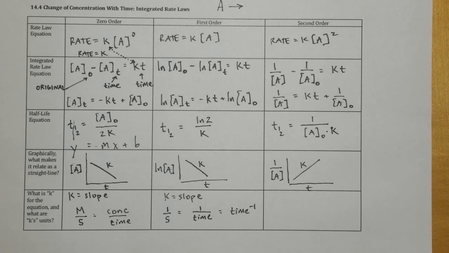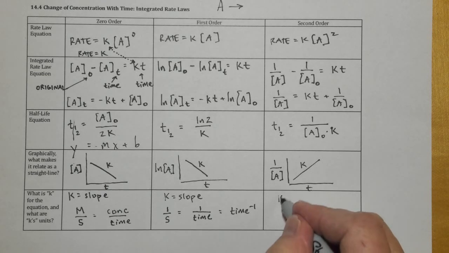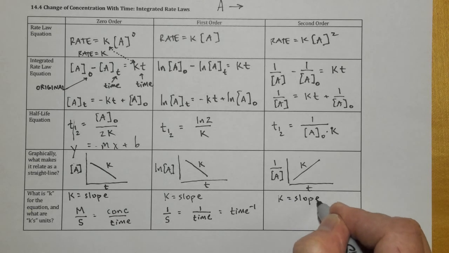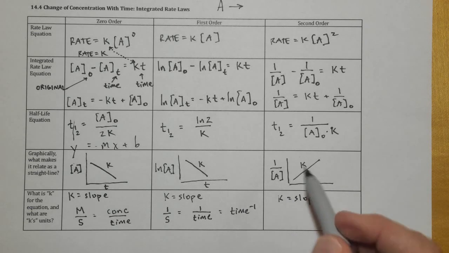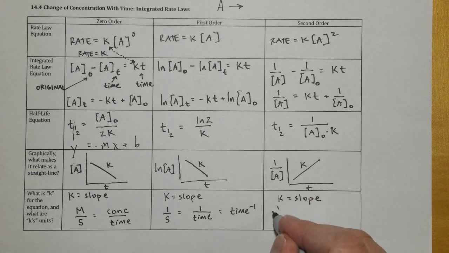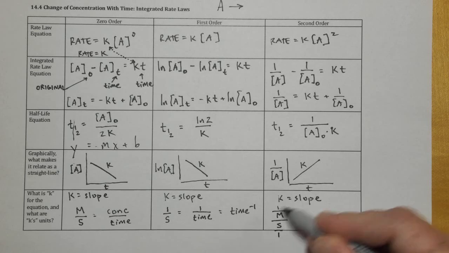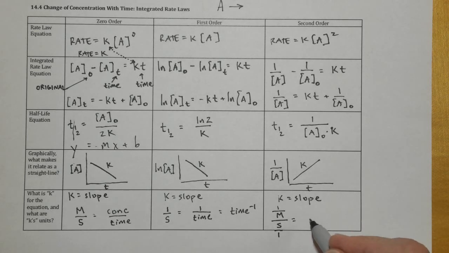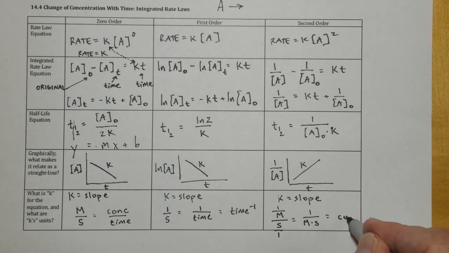Let's see. Lastly, right here, k, of course, is the slope once again. And then the units for the slope would be 1 over molarity over seconds. And so you remember this could also be written as seconds over 1, and then you can multiply by the reciprocal. So then you end up with 1 over molarity times seconds, or the fancy way to write that would be molarity to the negative 1 times seconds to the negative 1. So if you want to write it in general, you'd just say concentration to the negative 1 power times time to the negative 1 power.